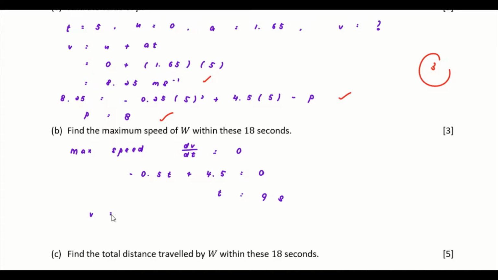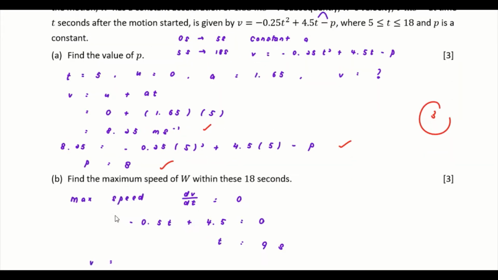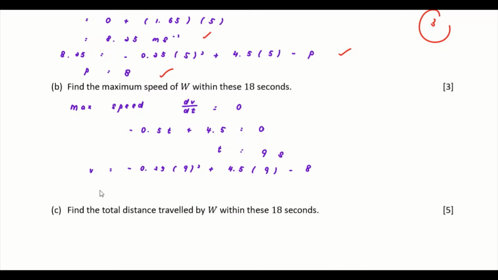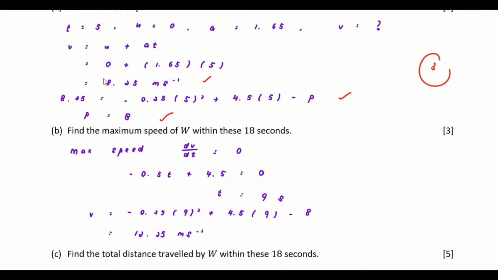So v is equal to, again, do not skip the step. Please write down everything to show that you are substituting 9. So minus 0.25 times 9 squared plus 4.5 times 9, okay, minus p, don't forget, minus 8. By solving this, you'll get 12.25. So by comparing this, you'll know that this is the maximum within the 18 seconds, because it's more than the maximum for the constant acceleration just now.